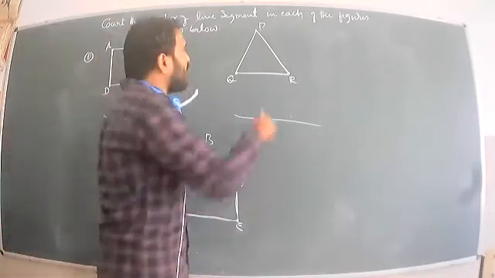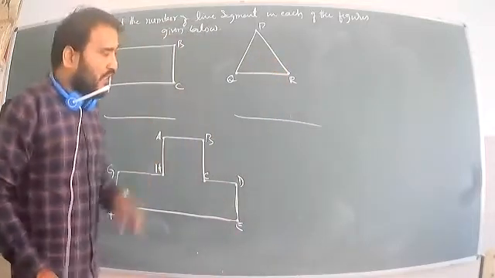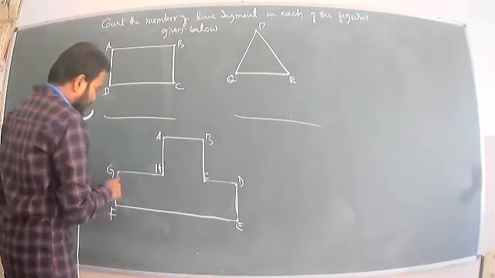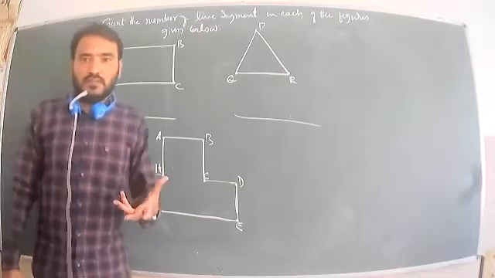Next one here, how many line segments? One, two, three. Totally three line segments. Here, how many line segments? One, two, three, four, five, six, seven, eight. So how do we write the line segments?